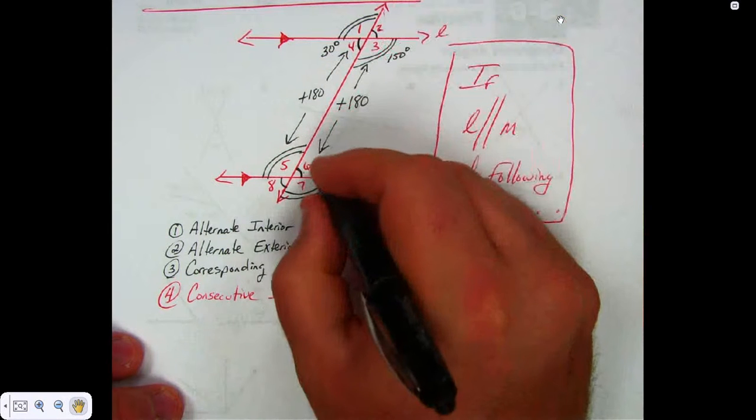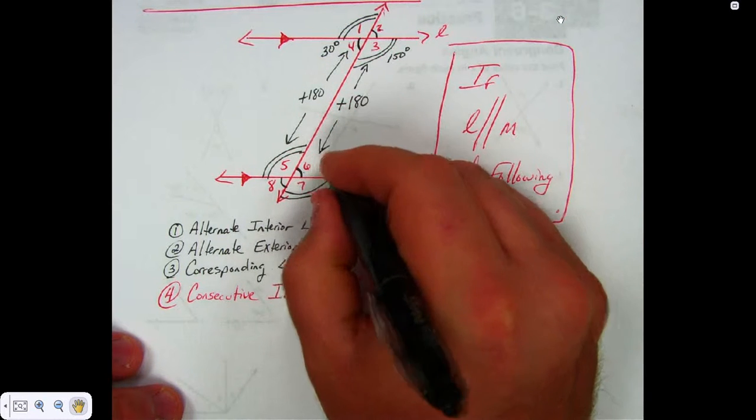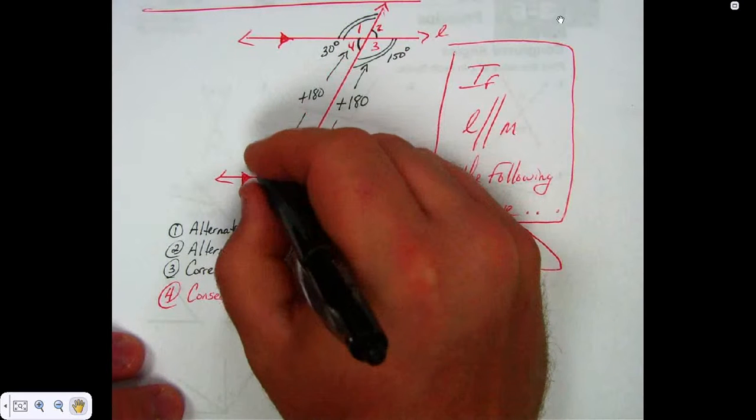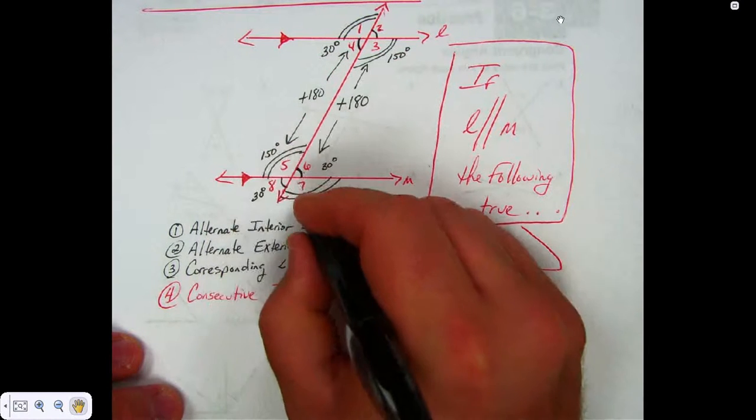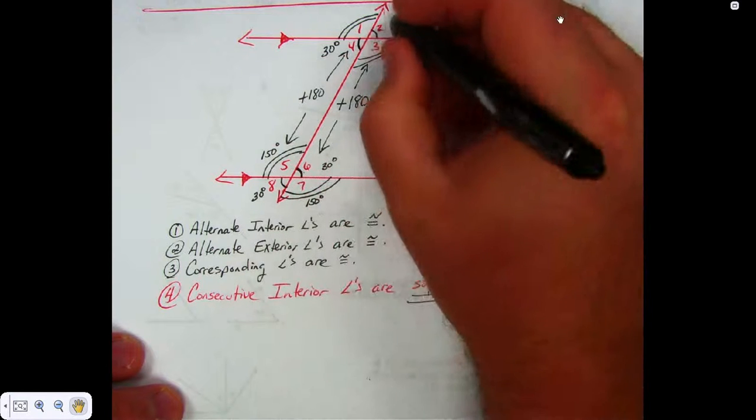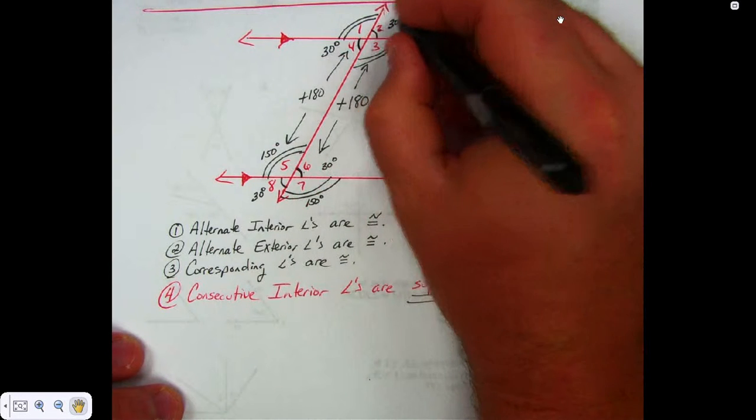What's then the measure of angle 6? 30. What's the measure of angle 5? 150. What's the measure of angle 8? 30. What's the measure of angle 7? 150. What's the measure of angle 2? 30. What's the measure of angle 1? 150.